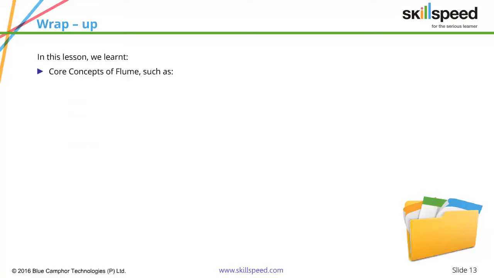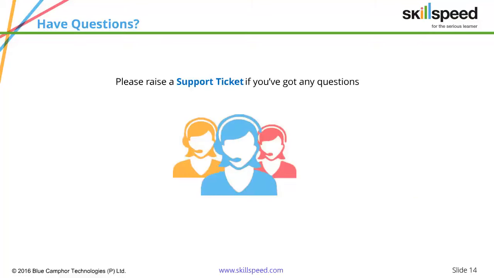So to summarize, in this lesson we have learned the architecture of Flume, and we also learned the individual components and their architecture. That's all for this lesson.